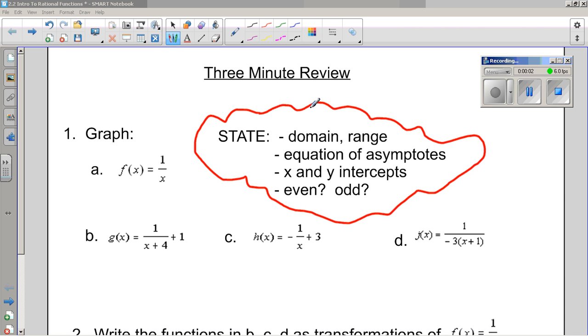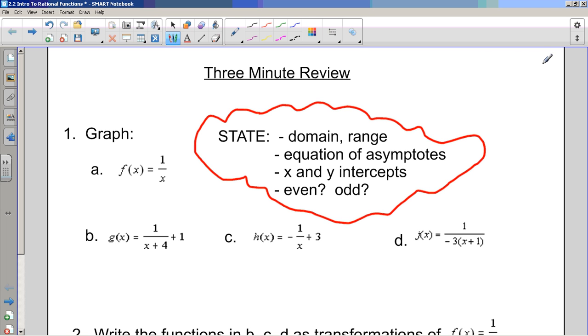And welcome, function folks, to lesson 2.2, an introduction to rational functions. Even though we've been talking about rational functions for a couple of days now, it feels like this is our first time we're going to actually be talking about rational functions in general.